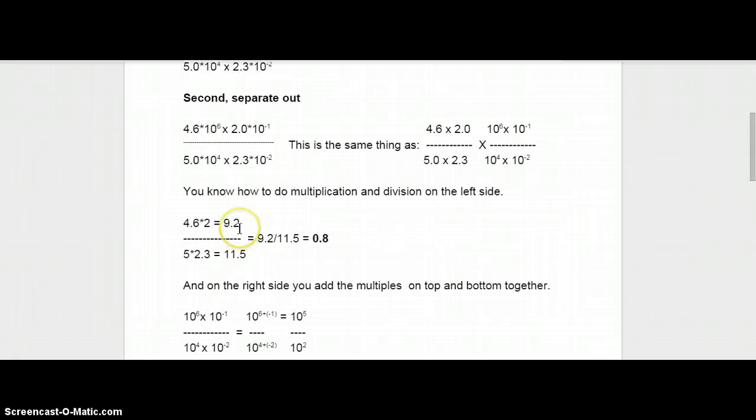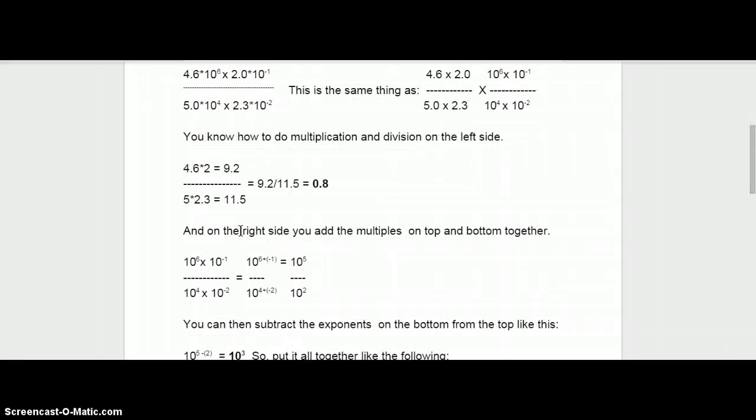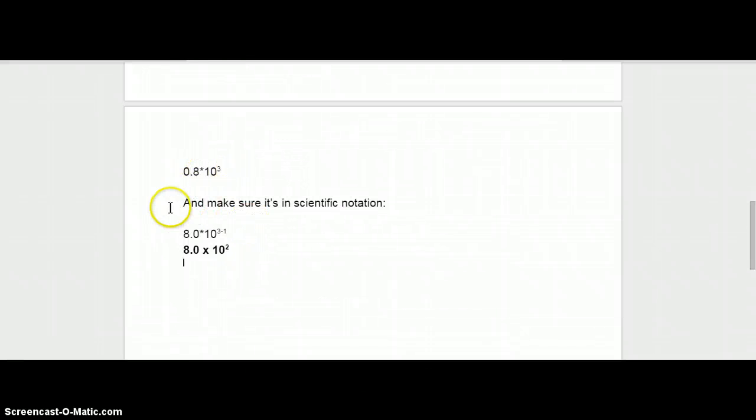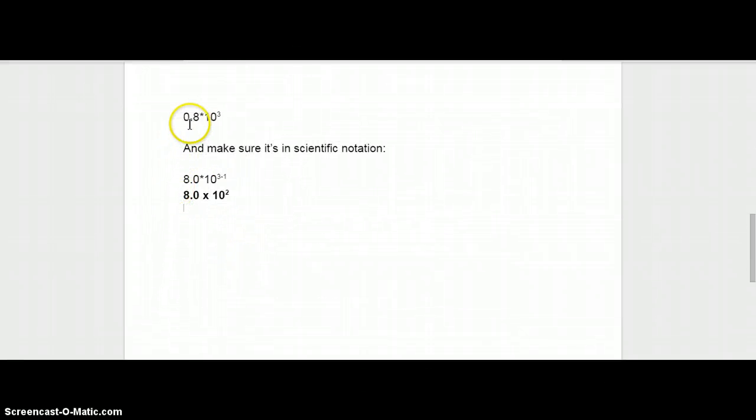When we put it all together, you have 0.8 right here times 10 to the third, like here. You then have to make sure it's in scientific notation, where you have one number to the left of the decimal and all the numbers following to the right. To do that, when you move it over, you have to subtract 1. And there you go. Your final answer, if you were to put it in a calculator, would be 800.